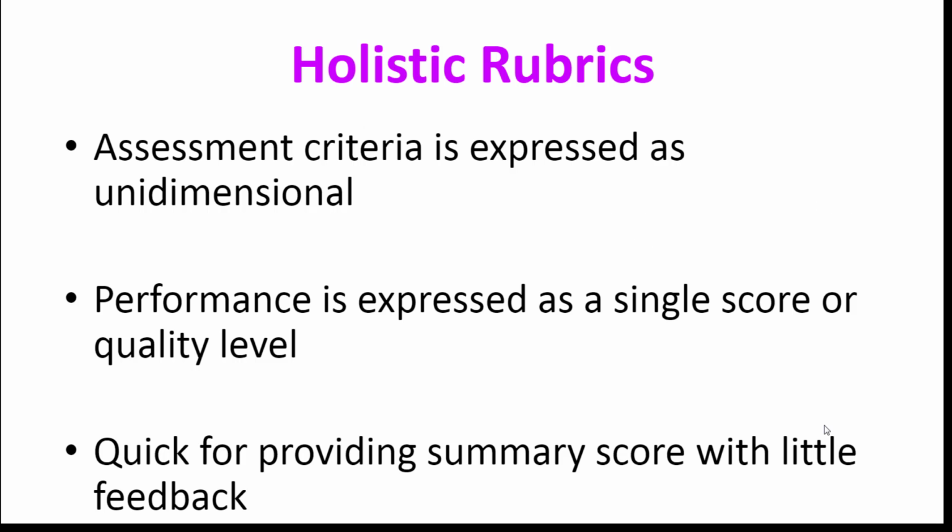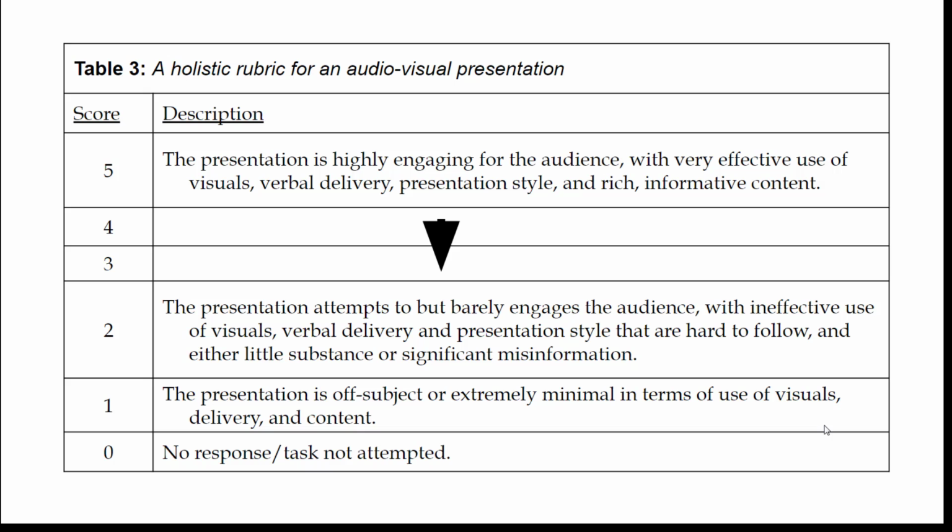The holistic rubric is assessment criteria expressed as a unidimensional score. So many things are summed up with one score, and no one component of a performance is expressed specifically. In this example, they've categorized the presentation into different levels instead of categorizing each component of the presentation into different levels. For this one, a score of 5, the presentation is highly engaging to the audience, but perhaps the verbal delivery wasn't very good, so they're going to drop it down to a 4.